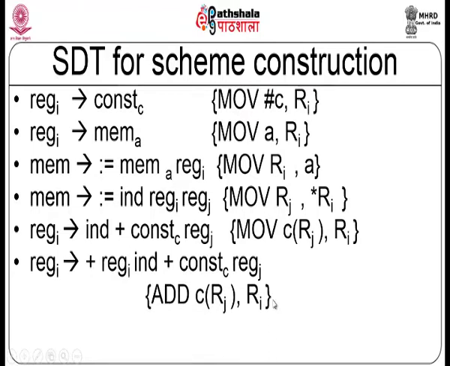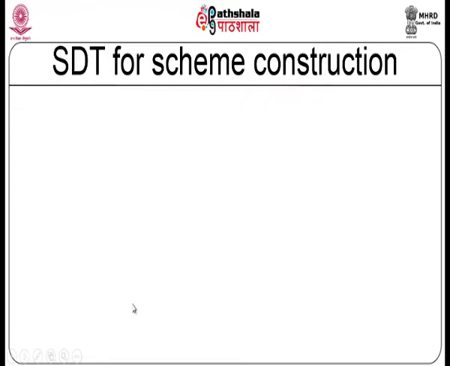This is an add operator. So adding c of rj, okay, with ri, result is in ri. Okay, so that is what this basically. So as you can see, this ind plus const c register j is similar to whatever is available here. Okay, so that is done with respect to, and then that is to be added with register i's content.